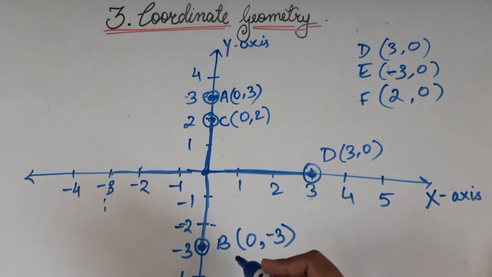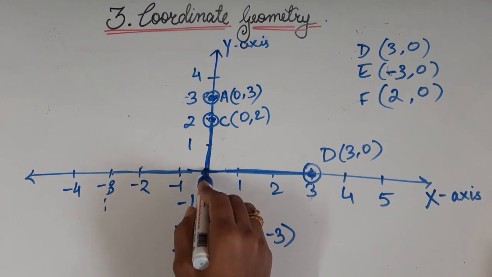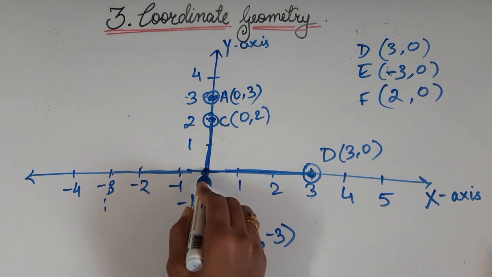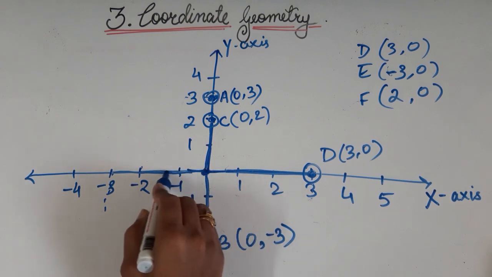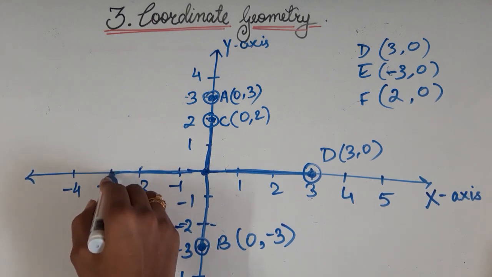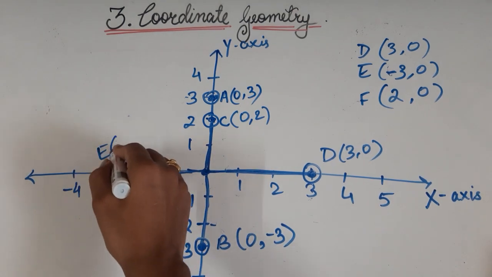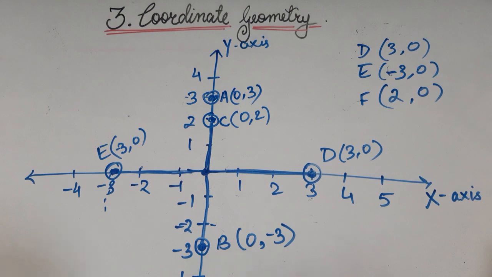Now let us locate the other point, (-3, 0). Again start from the origin. Minus 3, so will you go to the right or left? You will go to the left side, by 3 units. So you will reach at -3. And the y coordinate is 0, so you will not move anywhere. And this will be the position of your point E, and its coordinates are (-3, 0).